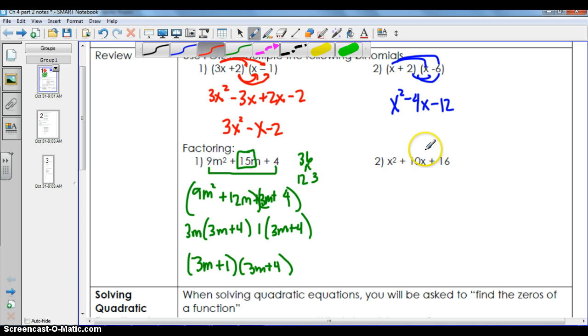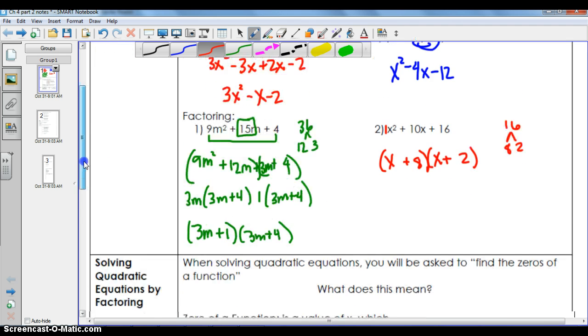Number 2, looking to see if there's anything we can divide out. Nope, no greatest common factor. And there's a 1, so 1 times 16 is 16. And what are the factors of 16 that add to get 10? So we think of those factors, and it would be 8 and 2. And we can just go ahead and have x and x as our beginning terms there, because x times x gives me x squared. And the last two are those numbers that multiply to get 16, 2 and 8. But remember, they have to add to get the middle term, and we're done factoring for that one.